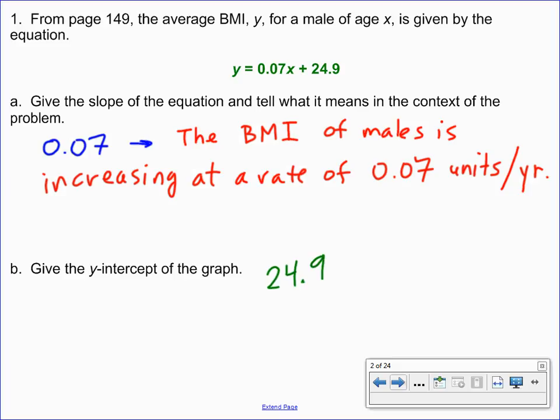In terms of the context of the situation, the 24.9 is not going to have the same meaning that the 0.07 does. The 24.9 would be the body mass index of a male aged 0 years. When you're born, you're a little itty-bitty baby. I don't know that they have charts really established for infants. They have their own measurement systems to make sure that babies are growing on track, but I don't know that they have the established BMI that's the same as for adults. So this may or may not hold true in terms of the model, versus the 0.07.